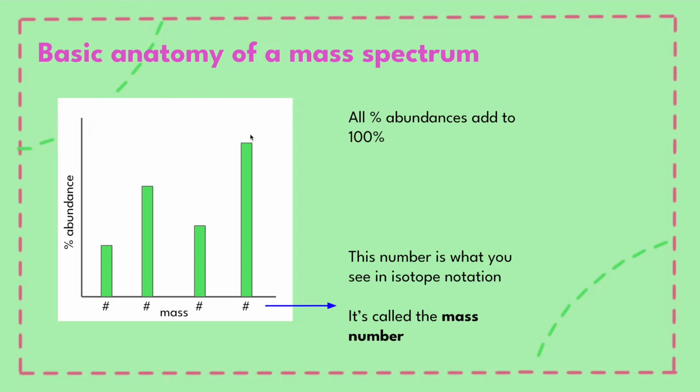Each bar also has a number associated with it, which is called the mass number. This number is the sum of protons and neutrons in an atom for the element that the data was collected from. This number is also what you see in isotope notation.